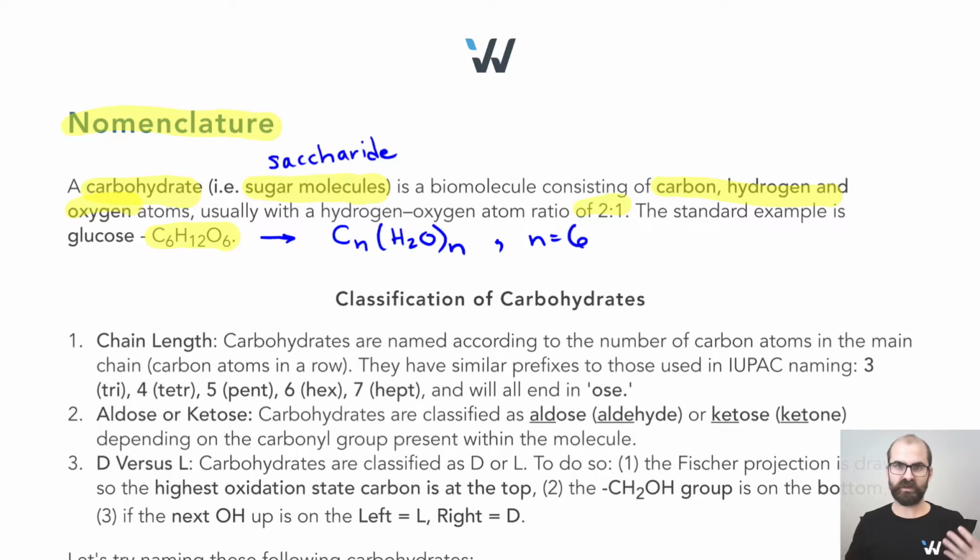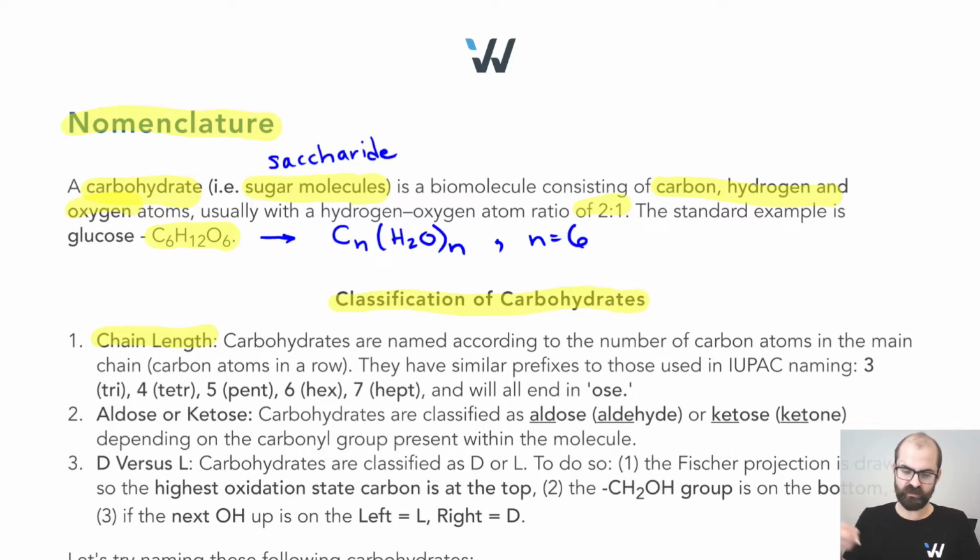So it's these kind of long chains of carbon atoms, and it's got alcohols dangling off the carbons, or in some cases, aldehydes and ketones, and we'll talk all about that. Now, when we look at how we classify carbohydrates, the three main ways that we classify them start with the chain length, so how many carbons are in the carbohydrate.